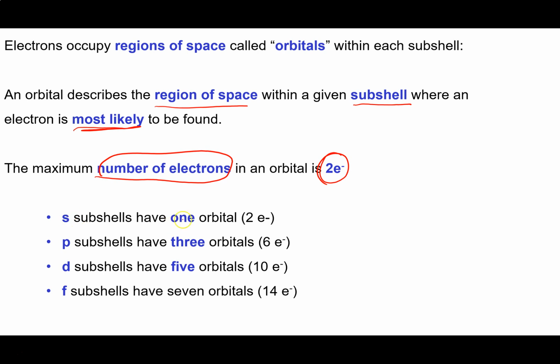So S subshells have 1 orbital. That's why you can put a maximum of 2 electrons in an S subshell. A P subshell has 3 orbitals. That's why you can put 6 electrons into a P subshell. A D subshell is bigger again, and it has 5 orbitals. That's why you can put 10 electrons into a D subshell. And an F subshell is even bigger. It has 7 orbitals, and that's why you can put 14 electrons into an F subshell.